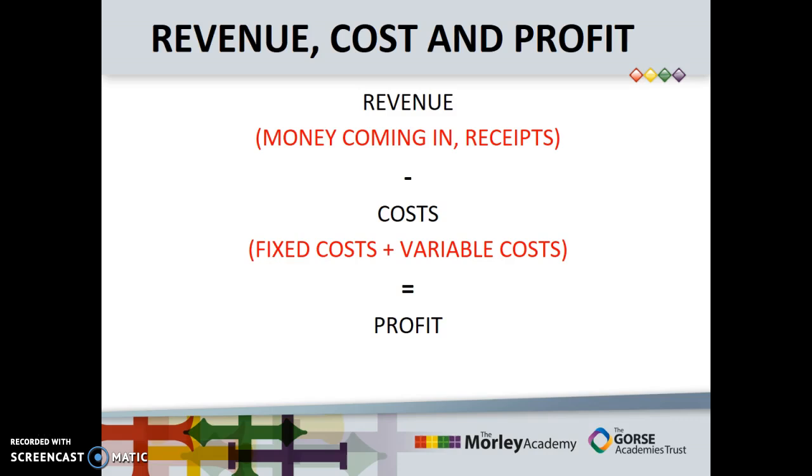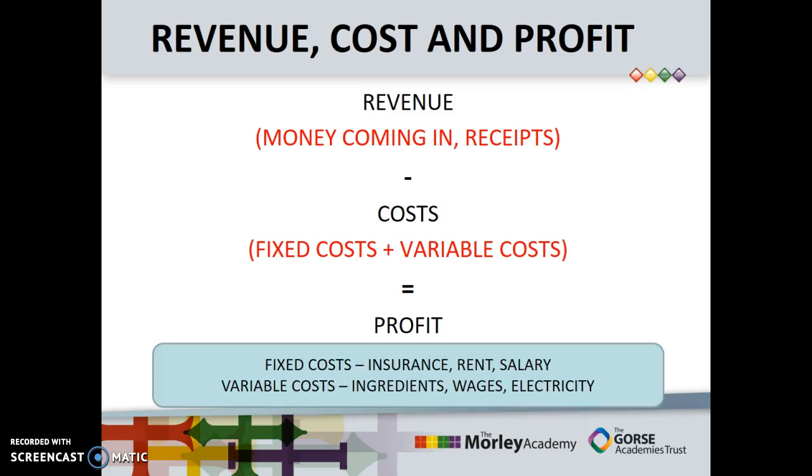You might want to try and remember it as a triangle. Revenue, price times quantity. For that part of the equation, take away costs, fixed and variable, will equal profit. Got to try and remember this equation.